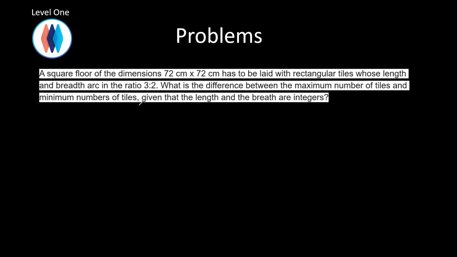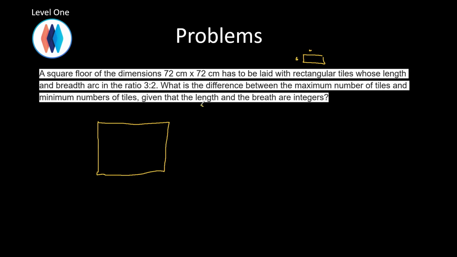Okay, guys, so here we have a square floor of dimension 72 cross 72. It would look a bit more squarish. So let's say 72 cross 72 with rectangular tiles, which means that I can have different A and B for all the tiles whose length and breadth are in the ratio 3 is to 2. What is the difference between the maximum number of tiles and the minimum number of tiles, given that the length and the breadth are integers?